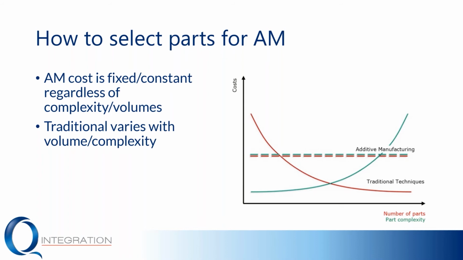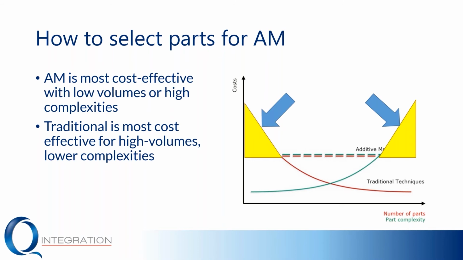However, with traditional techniques, this contrasts with additive, you typically see quite a variation of this. It's typically much more expensive to make fewer parts than it is to make more parts. This is because there's typically more setup associated with traditional processes and more investment up front to make a part. And additionally, additive manufacturing stays constant with complexity, and traditional manufacturing methods typically increase in cost with complexity. So this is another really interesting dimension.